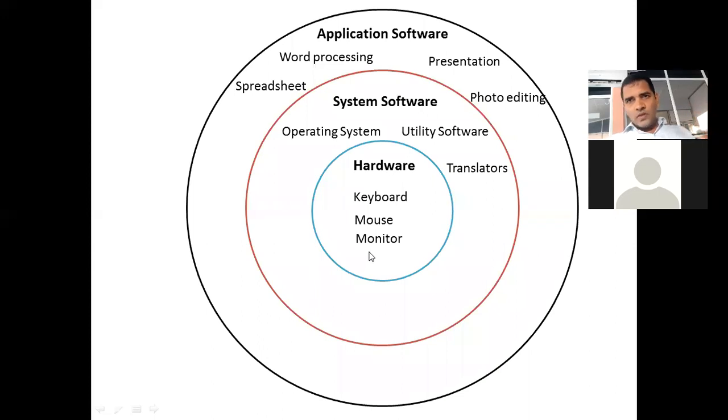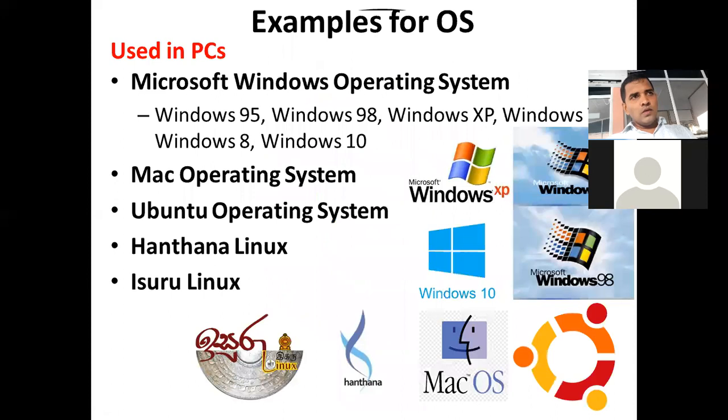Here, system software refers to the operating system, right? Even though the word added here is system software, it is always the operating system. So remember, in the middle circle, there is the operating system, then application software. So this diagram shows the relationship between hardware, operating system, and application software, right?